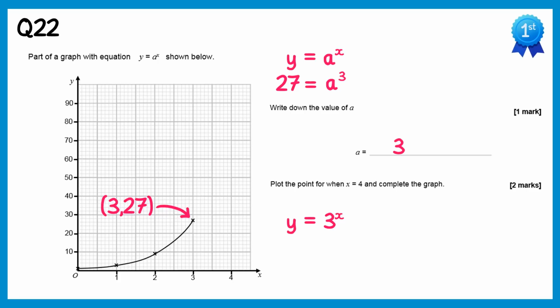We're told here x is 4, so replace the x with 4, and we have 3 to the power 4. If you use your calculator, this will give you y equals 81. So the coordinate is (4, 81). So if we plot that on the graph like this, and then continue this smooth curve, we've completed the question.